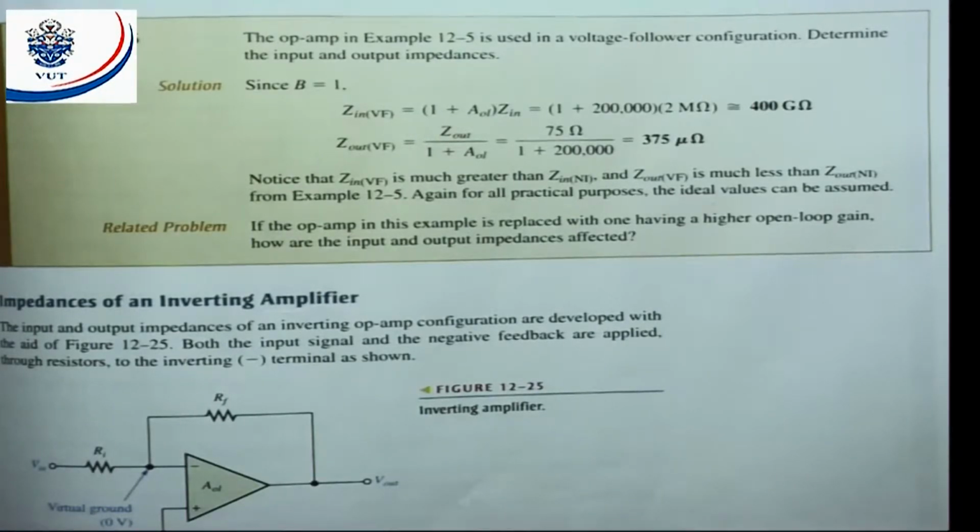My input impedance now is going to be equal to 400 gigaohm. There we had an input impedance of what? 17.4 gigaohm. Now it's 400 gigaohm. And if you go and look at your output impedance, it decreased to 375 microamps. All right. Also much smaller than the previous case.